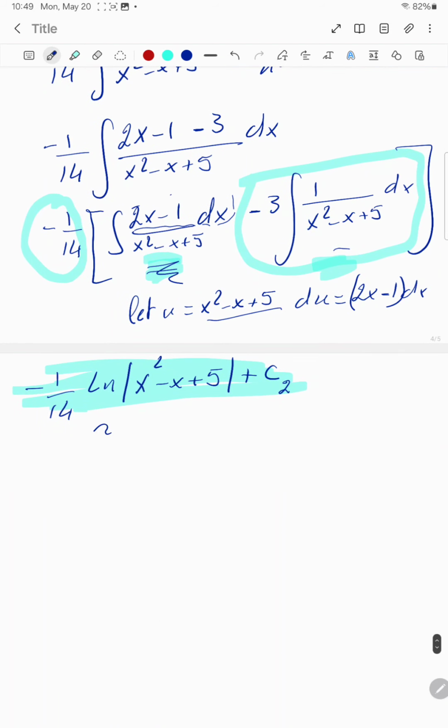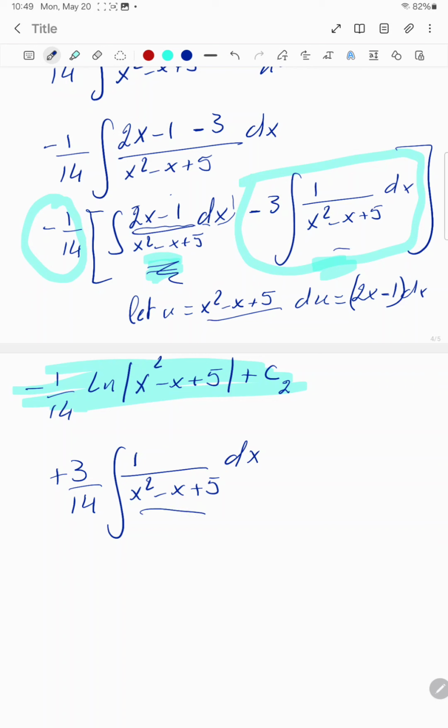So it becomes plus 3 over 14 integral of 1 over x squared minus x plus 5 dx. So my first reaction is let's try to factorize this one. Let's see if we can factorize it. I know it's a quadratic function.